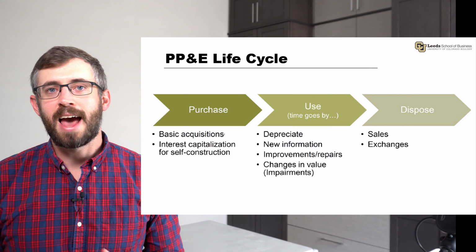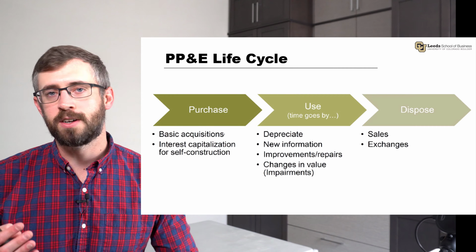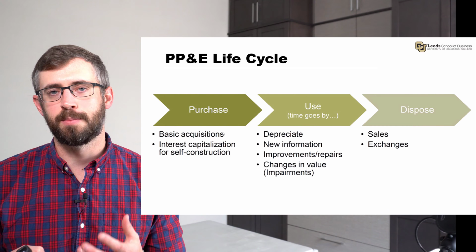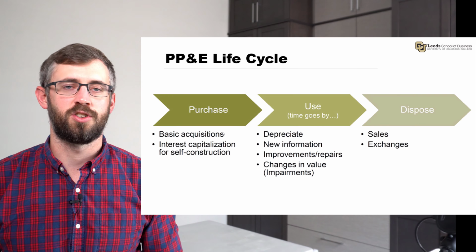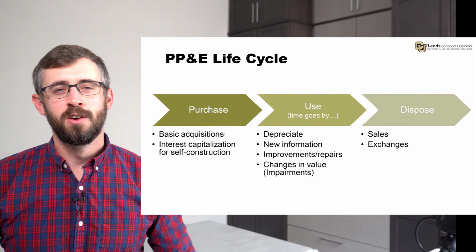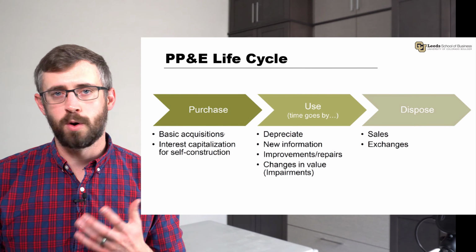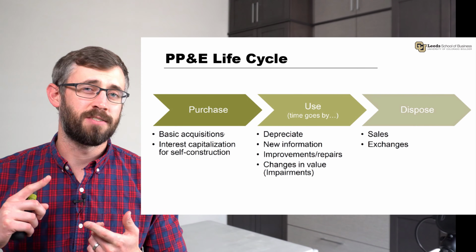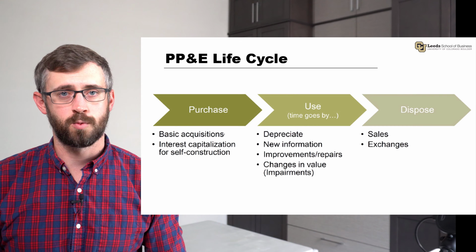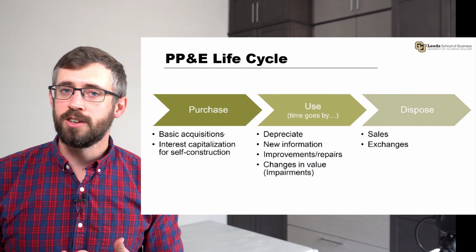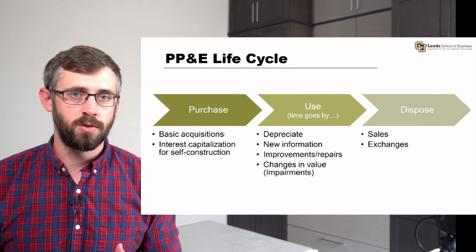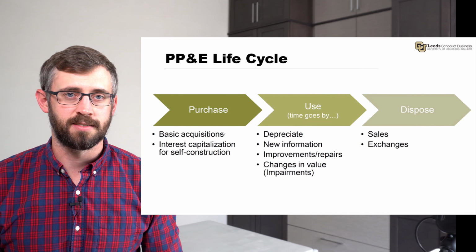Now, our PP&E has a life cycle where different types of events and different accounting choices show up at different periods during the asset's life. When we acquire the asset, which is what we're going to be talking about today, we have to determine what costs we're going to capitalize. Things change a little bit if we're building a long-term fixed asset on our own, and we have to deal with interest capitalization.